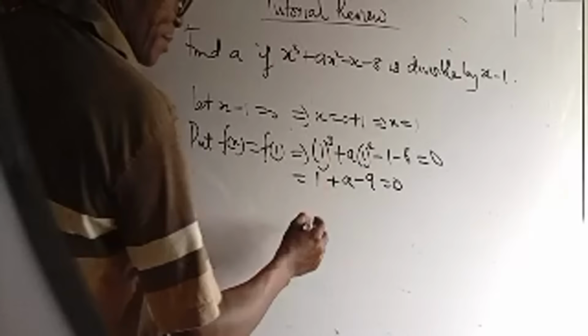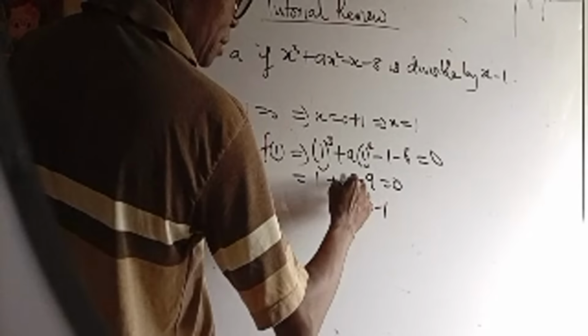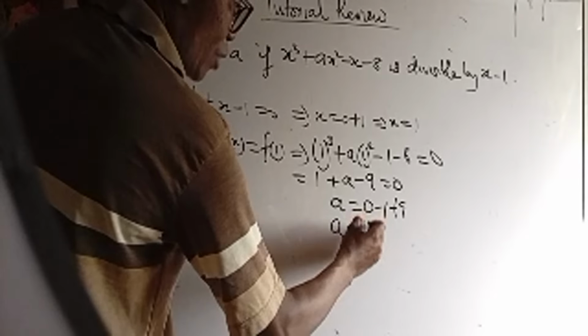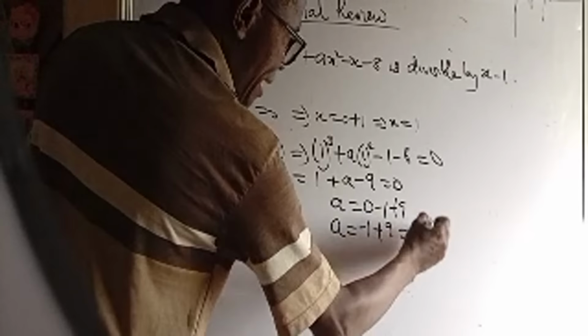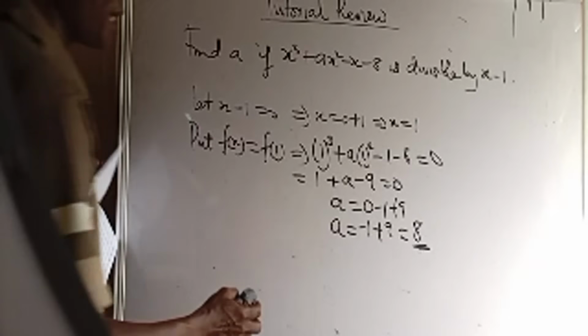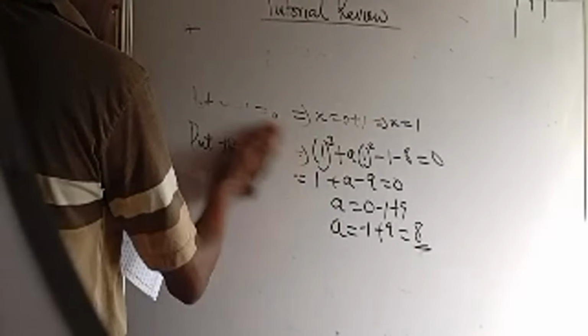So collect like terms. a will be equal to what? 0 minus 1 plus 9. You are taking them to the other side. So a will be equal to what? Minus 1 plus 9. And that is what? 8. So the value of a in that expression is 8. Okay? That is about that.